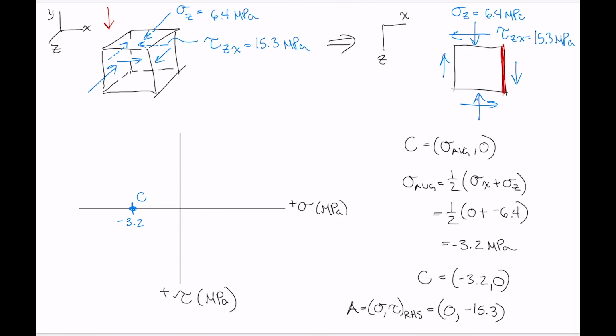So for point A, 0 on the x-axis, and then we're going up to minus 15.3. Remember, upwards is negative. So that's our reference location, point A, which describes the stresses on the right-hand side of our element. Now, the radius of our circle connects C to A. So there's radius R for the circle, and of course you can calculate what radius R actually is very easily.